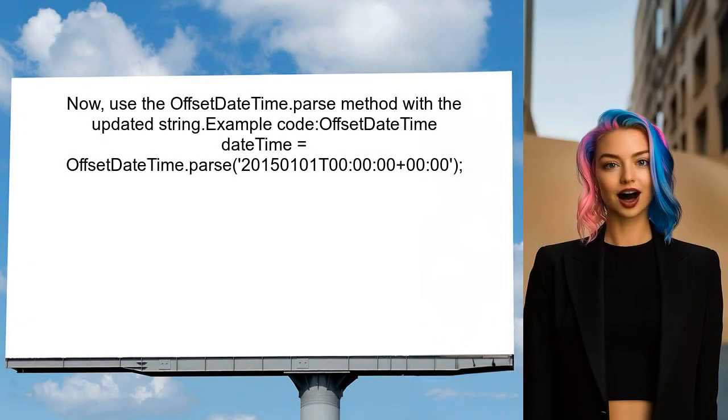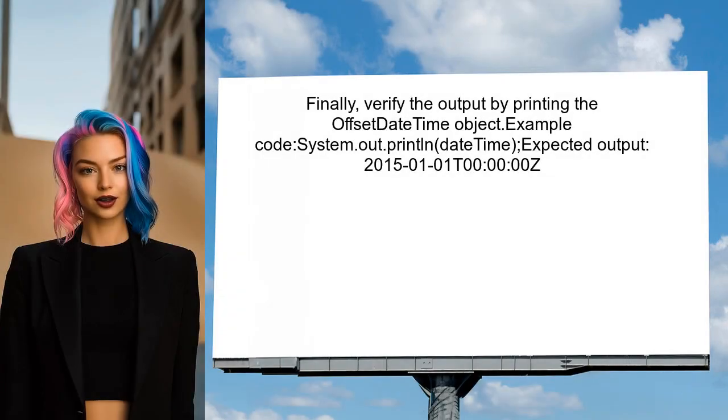Now, the user can use the OffsetDateTime.parse method with the updated string. This will correctly parse the string into an offset datetime object. Finally, the user can verify the output by printing the OffsetDateTime object. This will show the date and time along with the offset.